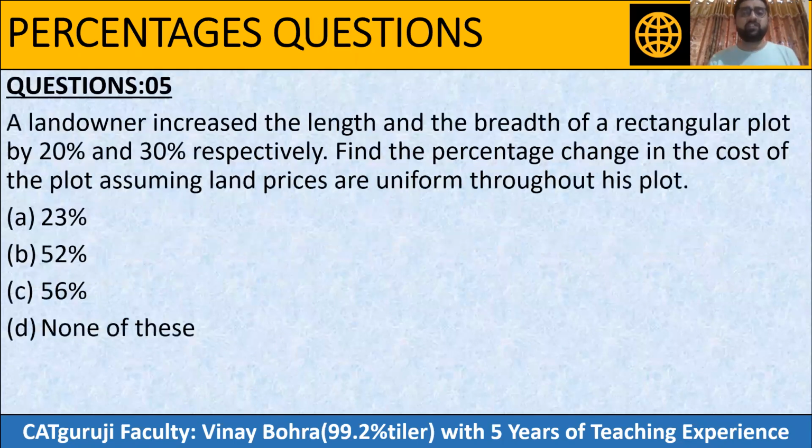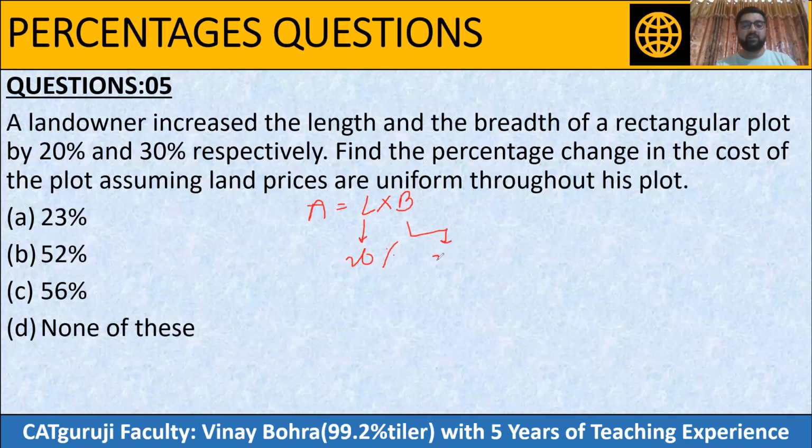Now let us see some questions on this formula also. The given question is, a landowner increased the length and the width of the rectangular plot by 20 and 30% respectively. Find the percentage change in the cost of the plot assuming land prices are uniform throughout his plot. So what is the area of rectangle? This is length into width, length into breadth. This length is increased by 20%. This breadth is increased by 30%.